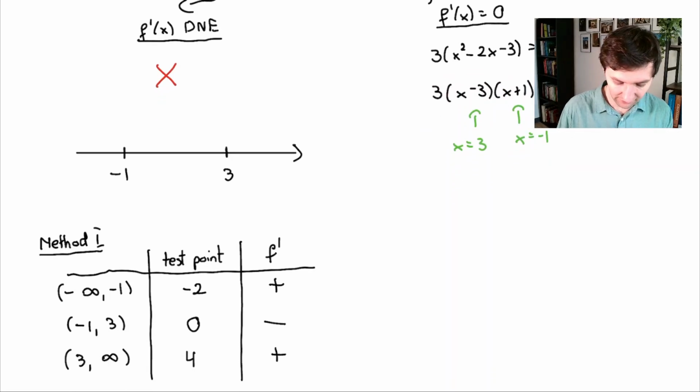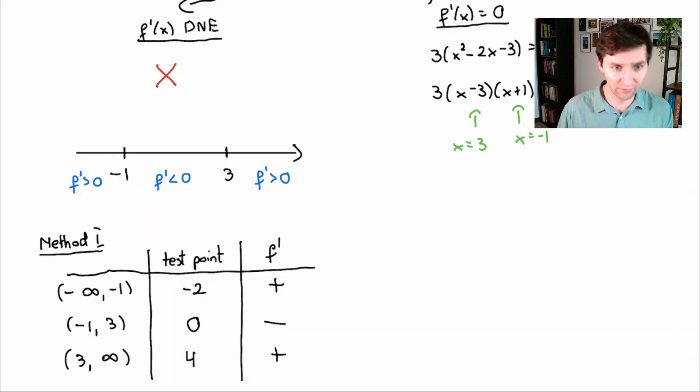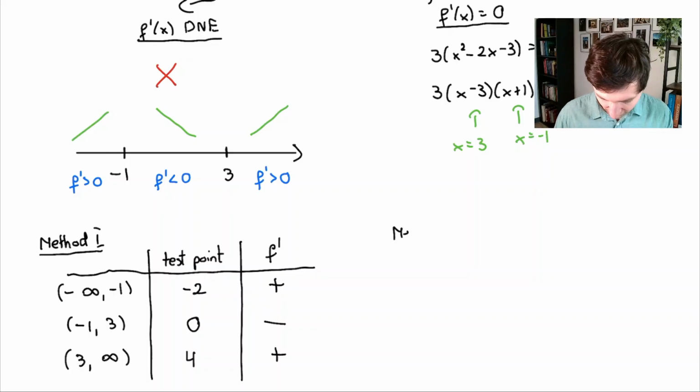This means that on the first interval, the derivative is positive. Second interval, the derivative is negative. Third interval, the derivative is positive. Positive derivative on an interval means that the function is increasing on that interval. Negative derivative on an interval means the function is decreasing. Positive on the last interval means that the function is increasing there. I told you I was going to show you two methods. So here is method number 2 of reaching the same conclusion.